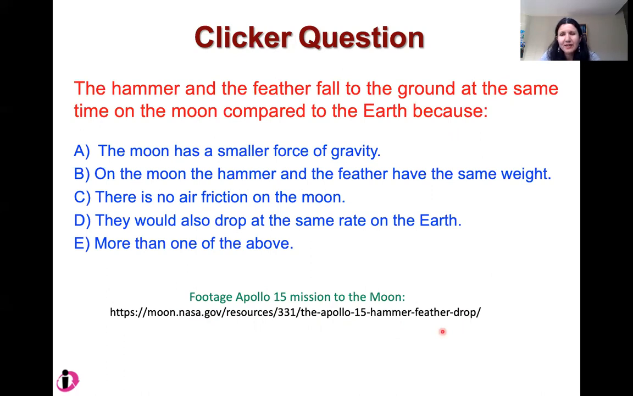And you know from everyday experience that seems really counterintuitive, because if you did that on Earth, the hammer would most likely land first. So let's think about why that is. The hammer and the feather fall to the ground at the same time on the moon compared to the Earth because... Watch the video first, look at the choices and think about it again. Always keep conservation of energy in the background.